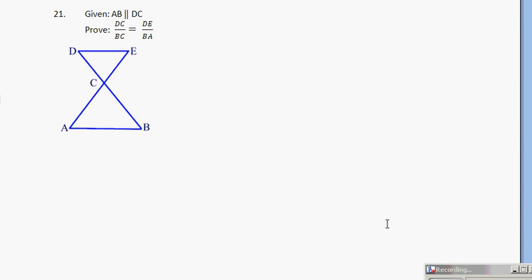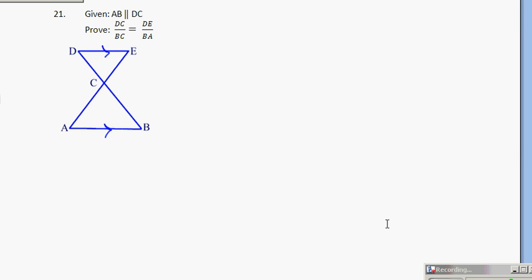Since we've been away from proofs for a little while, I'm going to go ahead and video the 2 homework proofs for you. So this is 21 on 6.4 homework. Given AB and CD are parallel, prove that DC over BC is equal to DE over BA. That is our proportions after we've proven the triangles similar.